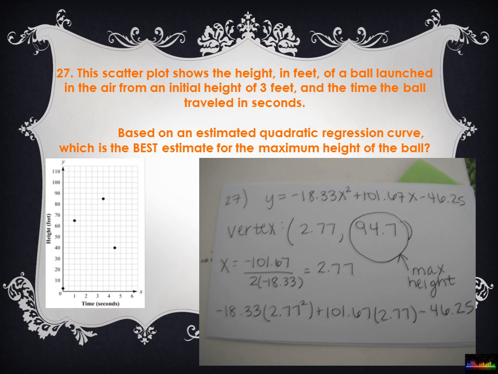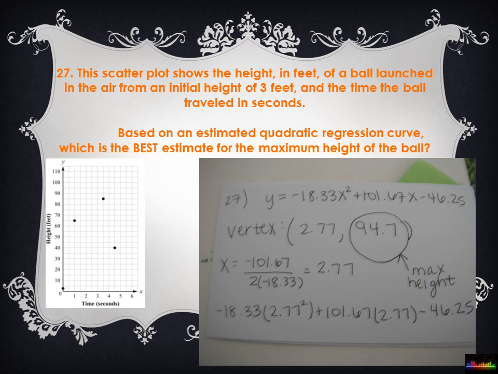You will plug your A, B, and C value into the standard form of a quadratic to get the equation y equals negative 18.33x squared plus 101.67x minus 46.25.